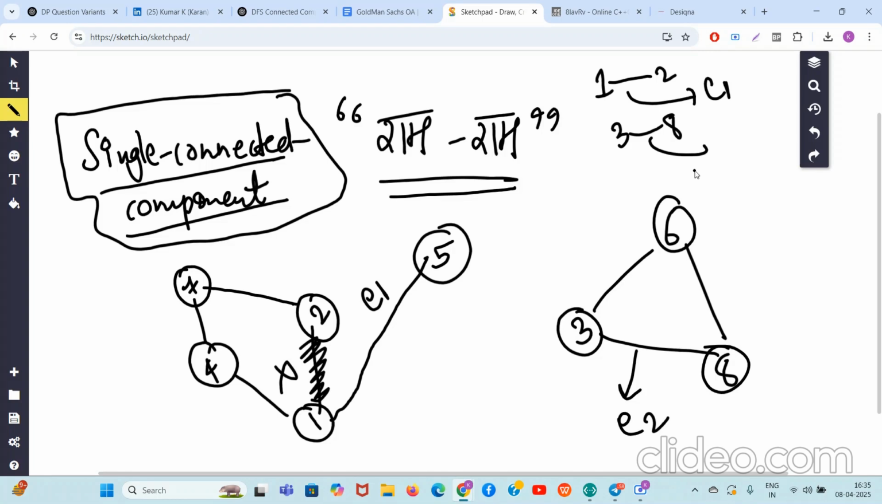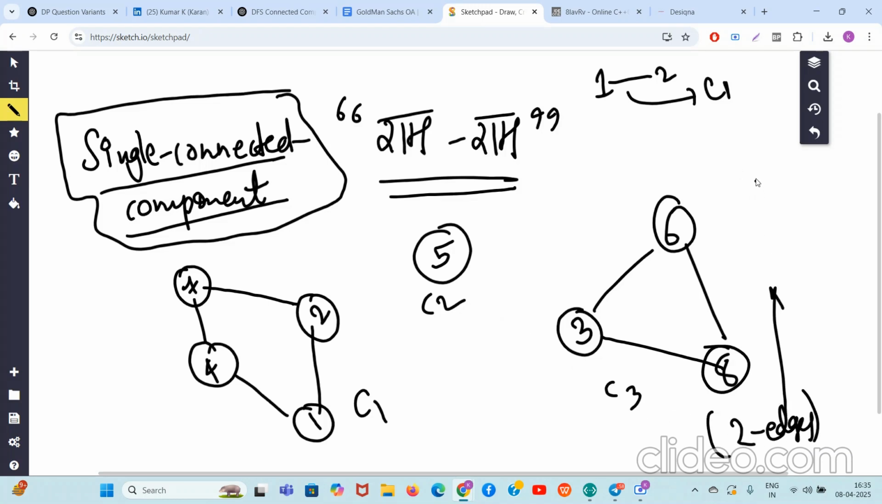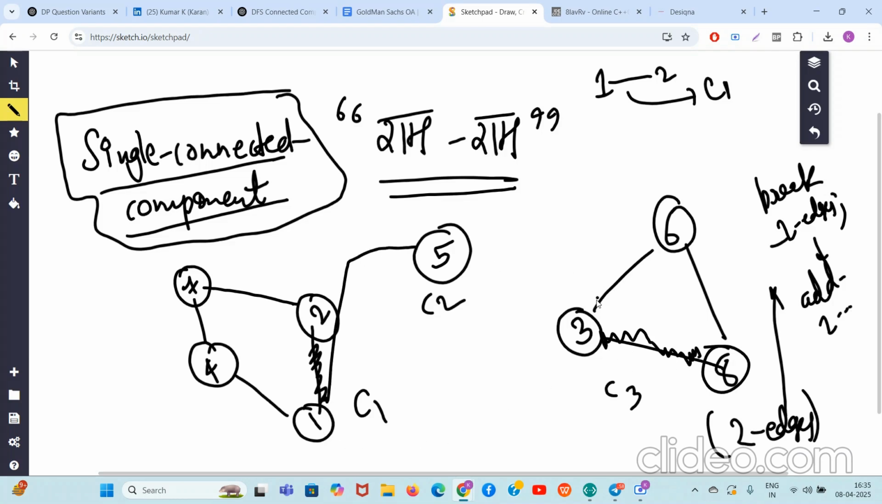So guys, before the start of the question, you just need to know how many edges are required. There are three connected components, C1, C2, C3, so you need two edges. You will break two edges and add those two edges again in a different fashion. So the 1 to 2 edge which you broke, you join it as 1 to 5, and the 3 to 8 edge which you broke, you join it as 3 to 5.